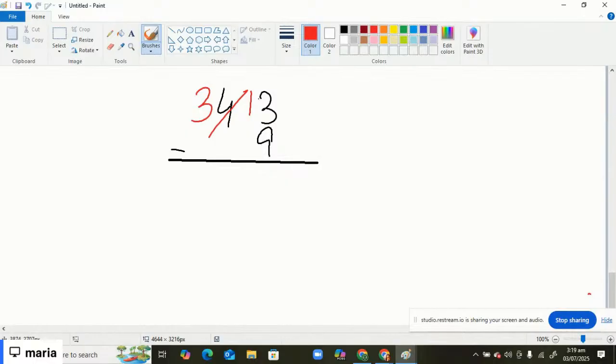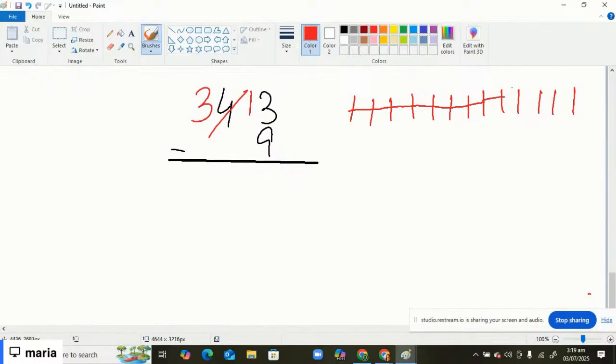So 13 minus 9, what is the answer? Draw 13 lines. So these are a total of 13 lines. Now take away 9. So how many left? So now take away 9. 1, 2, 3, 4, 5, 6, 7, 8, and 9.